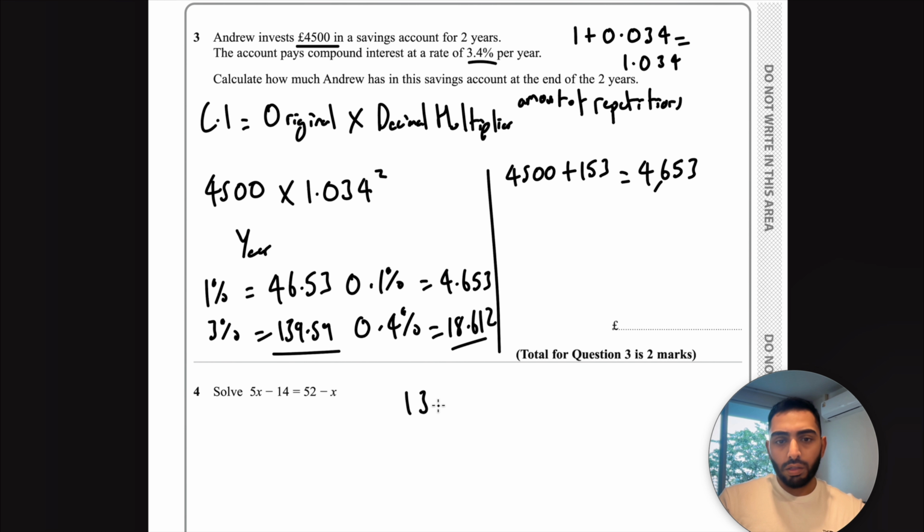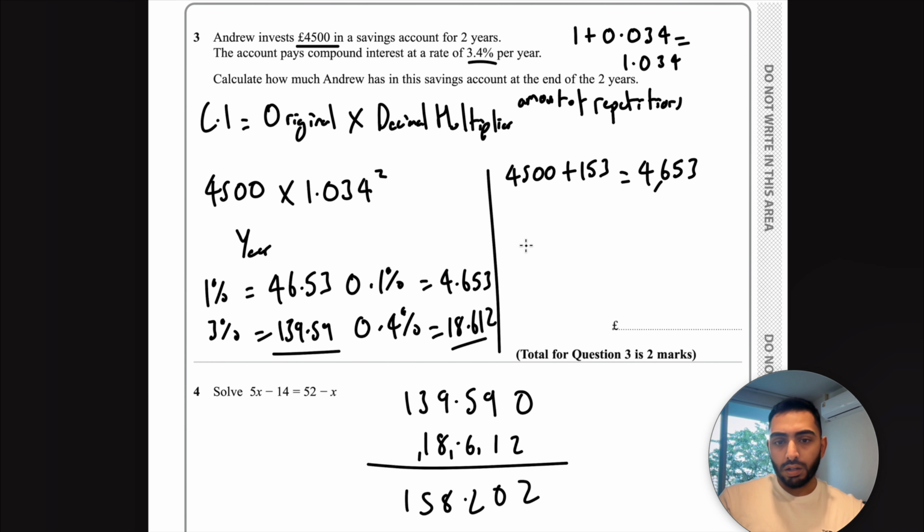The two numbers that I need to add up are these two. We've got 139.59 and then we've got 18.612. I'll just put an extra 0 just to help us out. That'd be a 2, that'd be carry a 1, 11, 12, decimal point, 9, 17, and 18. 3, 4, 5, and then a 1. So it's increased by £158.20 for the second year. So we're adding this number with this number.